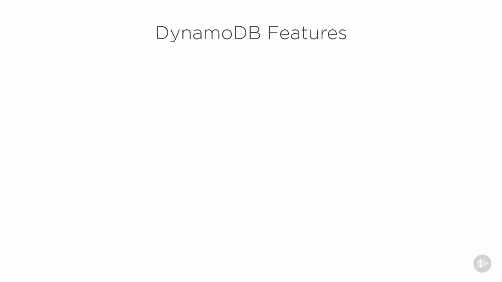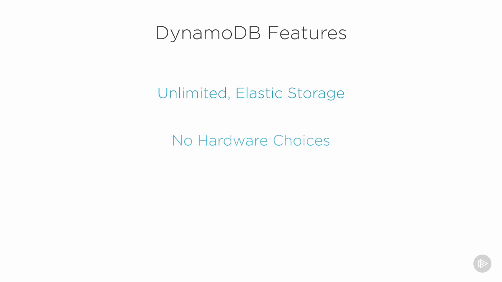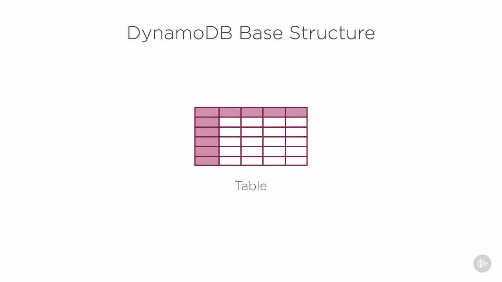When storing data in DynamoDB, you don't have to worry about how large your elastic block storage volume is or which EC2 instance type your database is running on, like you would with RDS. With DynamoDB, you just pay for how much you store and how often it's queried, and everything else is taken care of by Amazon. The core structure in DynamoDB is a table.